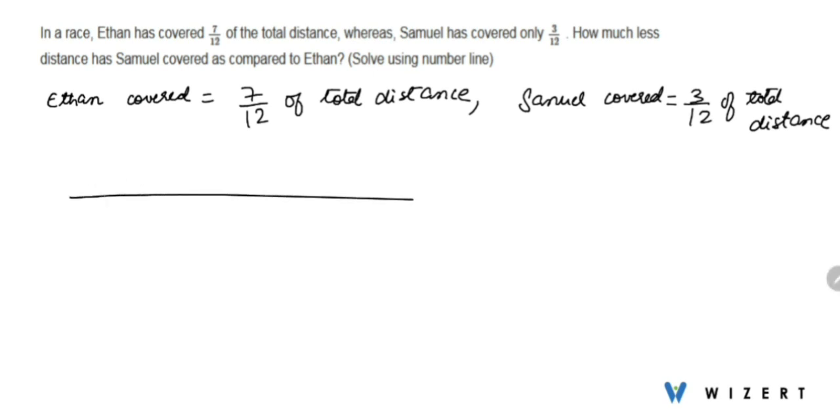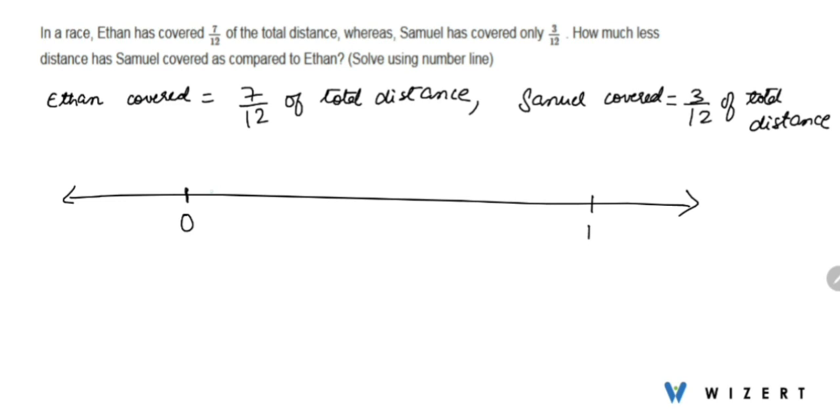So first of all, let us draw a number line. If this is 0, then on the left side the negative part will come and on the right side the positive numbers will come. Fractions like 3/12 and 7/12 are less than 1. So if this is 1, all these fractions will come between 0 and 1.